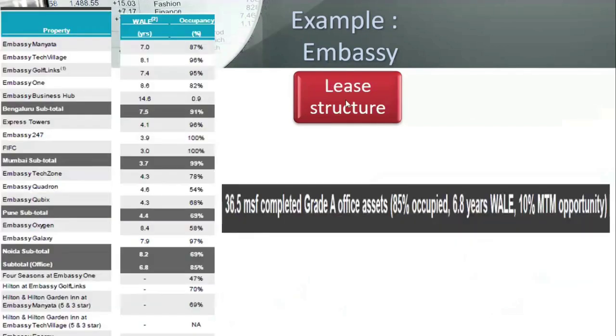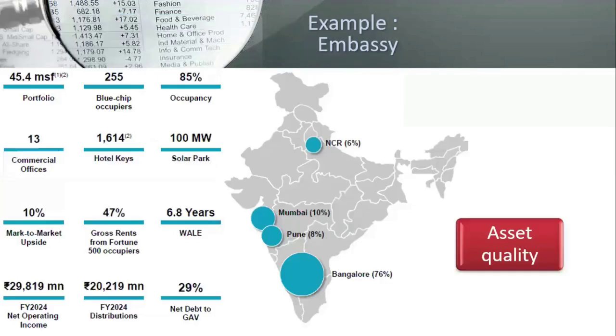The second thing is, we talk about the lease structure with 85% occupied and 6.8 years of WALE. 6.8 years is the weighted average lease expiry, and they have a 10% mark to market opportunity. So here, as the leases expire, they will renew them mostly at market rates, and that would lessen the impact of interest rate increases at that point of time.